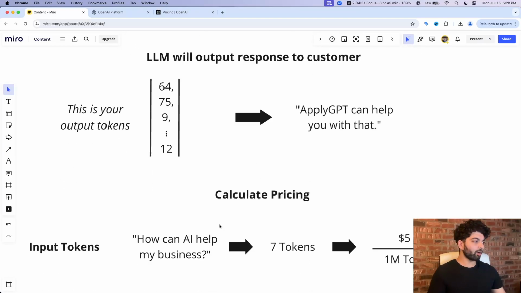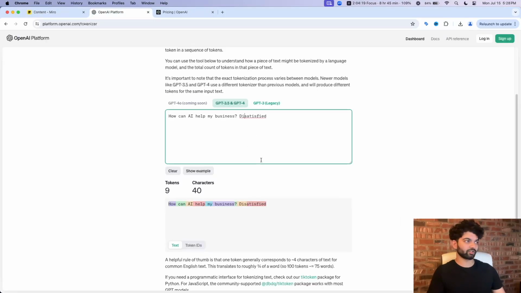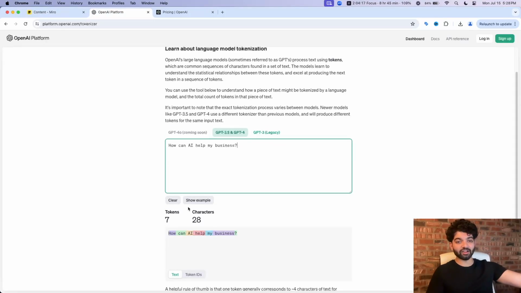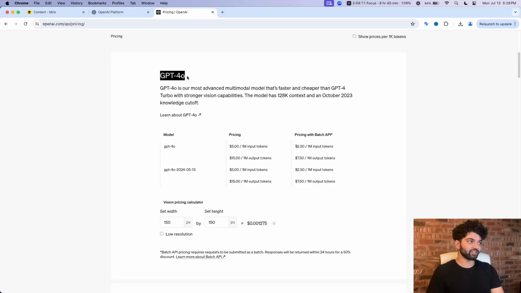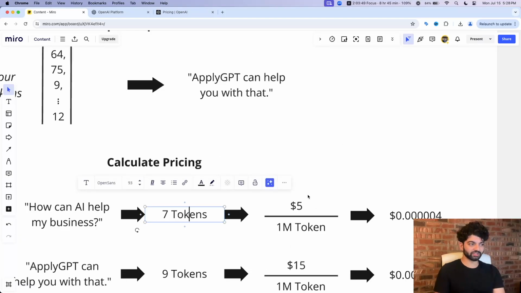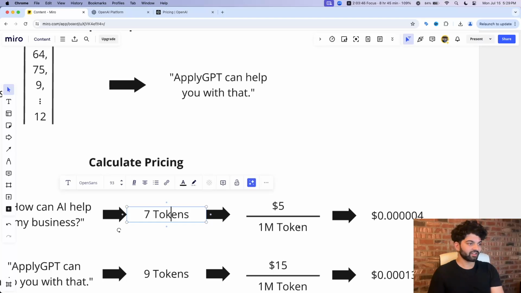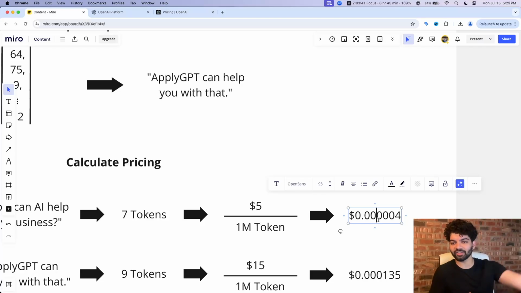It's pretty simple. And so now when we go to pricing, if I have the question, how can AI help my business? All you have to do if you want to figure out how much it's going to cost you for the input side is just put that in the tokenizer. I'll have this in the description. Put this in the tokenizer and look at the number of tokens that it's using, because that is how you're priced. If I go on to the documentation for GPT-4o, it's $5 per million tokens. So if I use that cost structure for 7 tokens, it's just simple multiplication, then I'm going to get 0.000035 of a dollar. I don't know the exact figure, but that's how much you'd be paying just for the input side. And there's the output side as well.